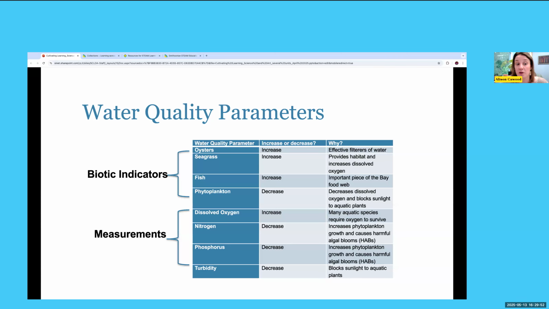Then we have some physical ones. We have dissolved oxygen, which is just the amount of oxygen that's in the water. And we have nitrogen, phosphorus, and turbidity. In general, more dissolved oxygen is good. More of the nutrients and turbidity is less good. So those are the things that we're looking at the changes for. You can go to the next slide, please.